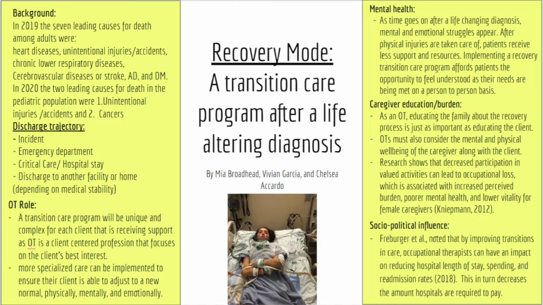In order, these conditions are heart disease, cancers, unintentional injuries or accidents, chronic lower respiratory diseases, cerebrovascular diseases or stroke, Alzheimer's disease, and diabetes mellitus. For the pediatric population, the top 2 conditions are unintentional injuries or accidents and cancers.